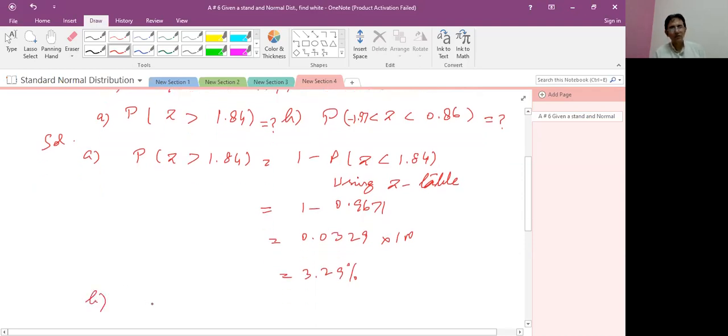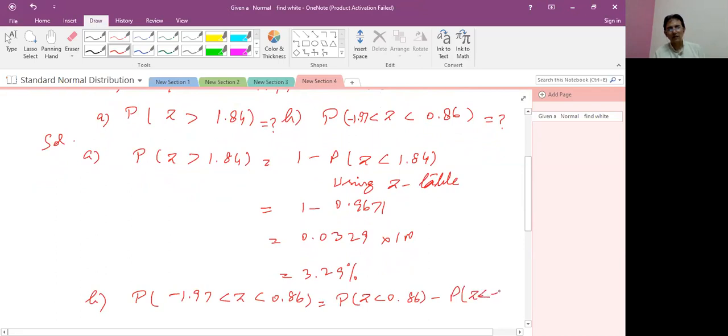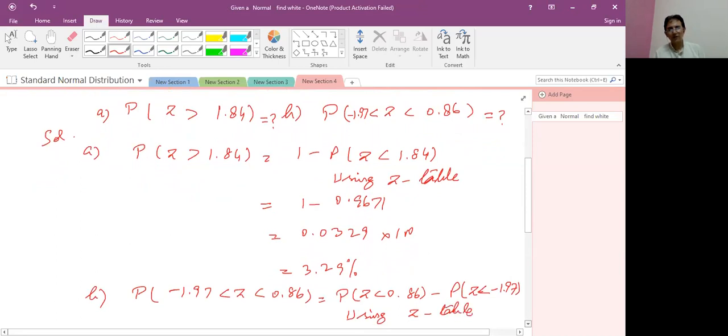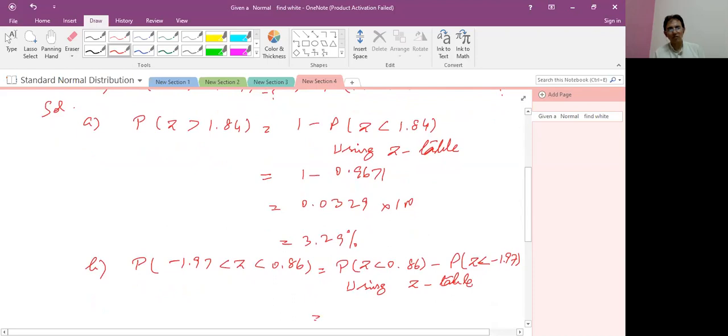Now second part, student, the probability of z, minus 1.97 less than z less than 0.86, is equal to the probability of z less than 0.86 minus the probability of z less than minus 1.97. Applying and using the z table, find the area under the normal curve with the help of the z table. So first we determine the value of 0.86.